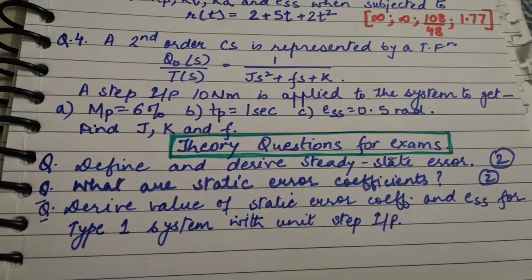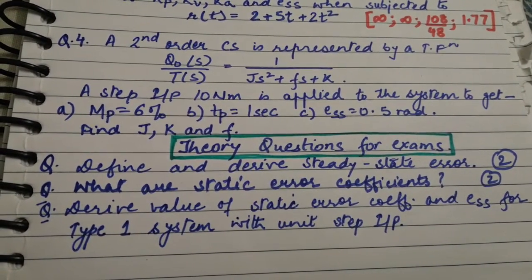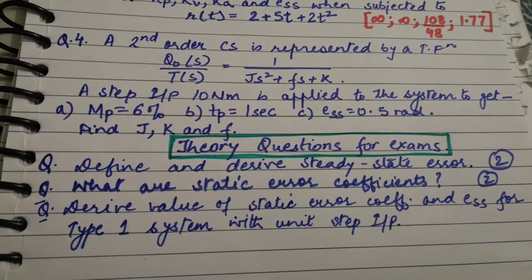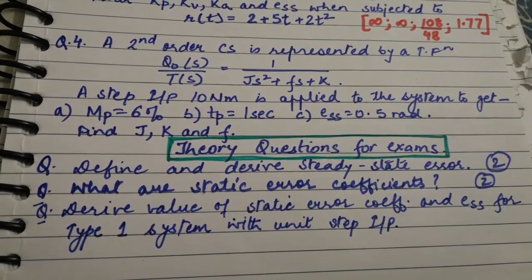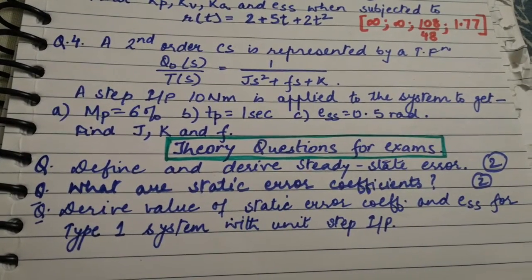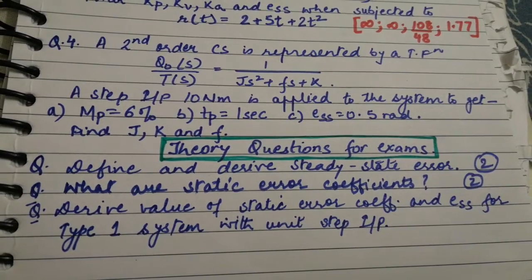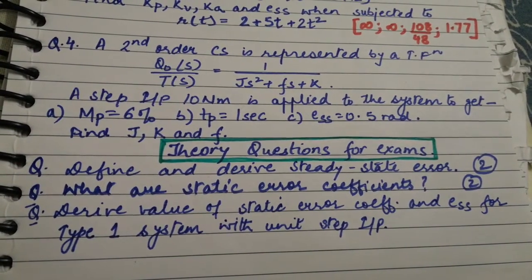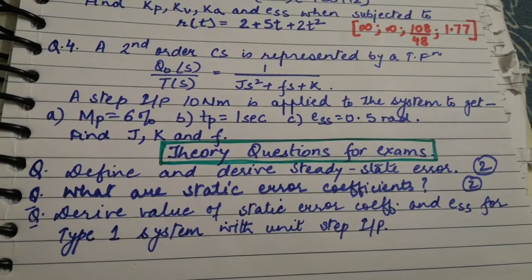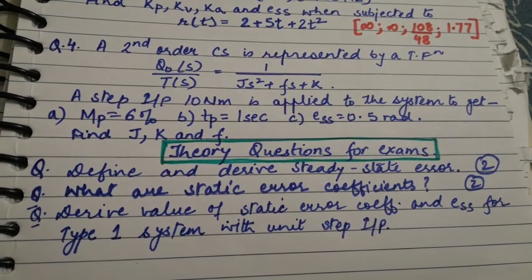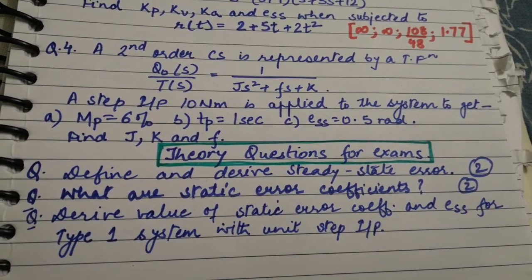Now we come on to this numerical in which we have to find the values of J, K and F. A second order system has been given to you, and the trick here is that you are not being given the open loop transfer function. So we have to find out the values of J, K and F. You are given 3 knowns, that is Mp has been given to you, Tp has been given to you, as well as Ess has been given to you. Moreover, a step input of 10 Newton meter has been applied, because this torque is in Newton meter, so that means your torque has been given to you.